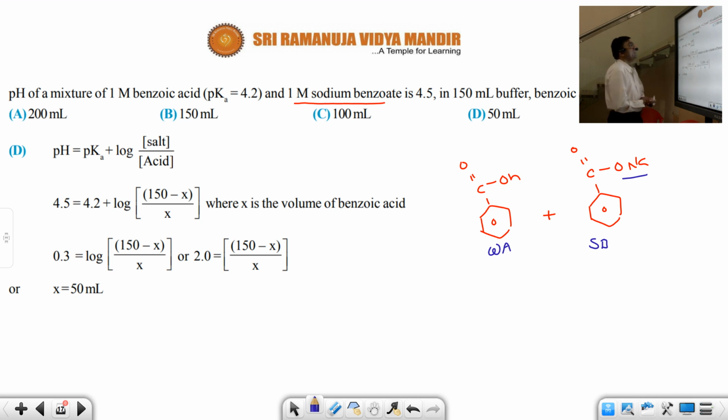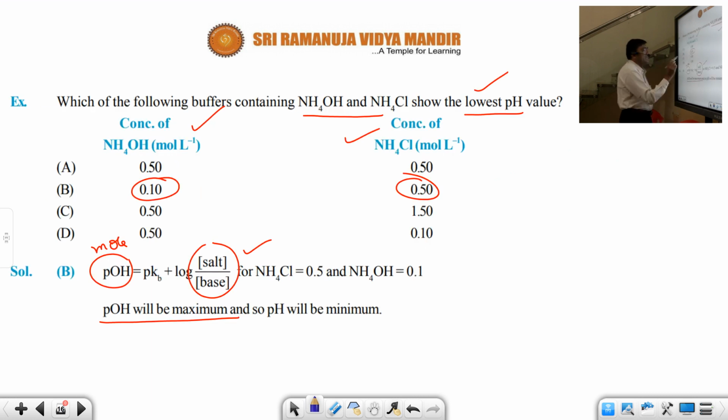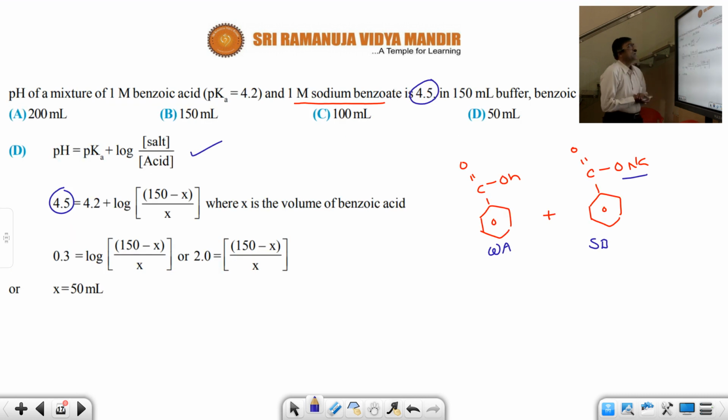It's pretty simple. Here the pH is given as 4.5. You know very well, pH is equal to pKa plus log salt by acid. This is the formula. But for basic buffers, the formula is pOH is equal to pKb plus log salt by base. Mind you, students make a mistake. They take pH is equal to pKb plus log salt by base. Wrong. It is pOH is equal to pKb plus log salt by base. Very, very important. Now the pKa value is given. It is 4.2.